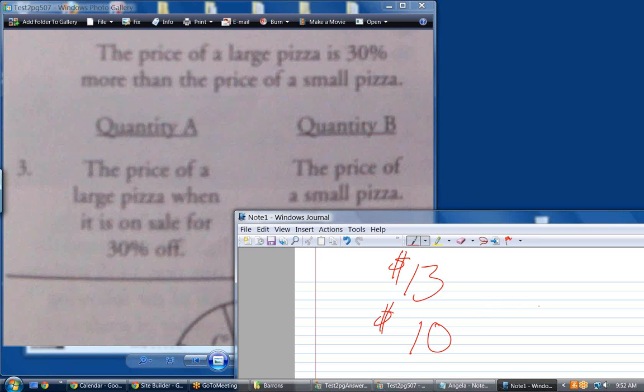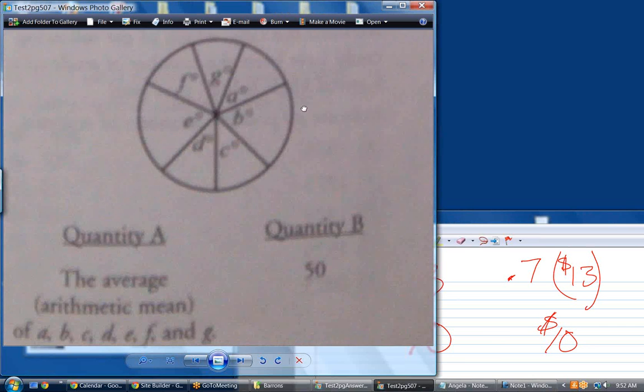Okay, so now the question is what's larger, 70% of $13, which is what it is with a 30% off sale, or $10? Yeah, so $9.10 or $10. Very good. You're right.